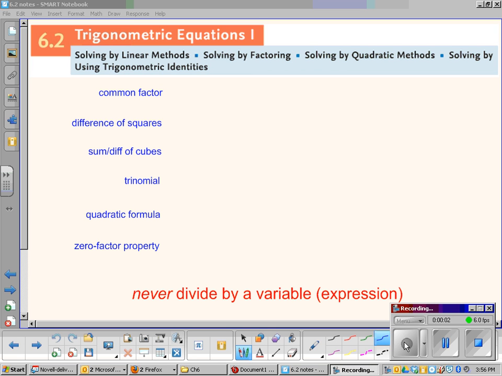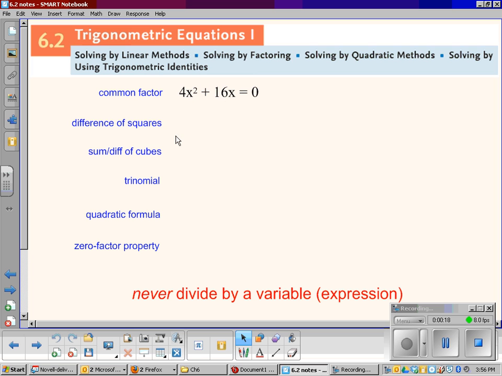Today is our first look at solving trig equations, and the methods that we're going to use to solve these equations are just a mirror image of the methods that we used when we were solving for x. If we had an equation that had a common factor and we just had x in there, then we would factor out common factors whether they were numbers or whether they were letters.